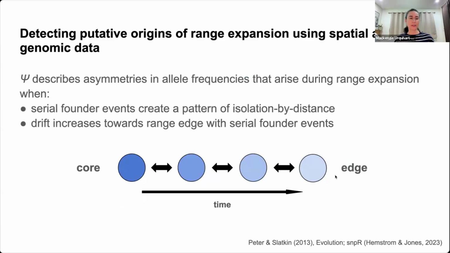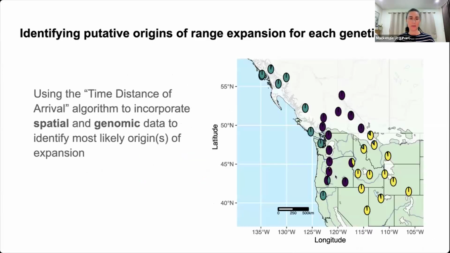In the context of our population structure results, we used our genomic data to infer the direction of range expansion between populations within each ancestral cluster. To do this, we use the directionality index statistic psi, which is a method that describes asymmetries in allele frequencies that arise during range expansion, when serial founder events create a pattern of isolation by distance and genetic drift increases in populations towards the range edge.